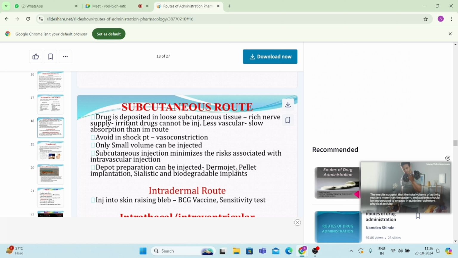So what is the advantage? The major advantage of subcutaneous is that whatever risk we have while giving through the intravenous route can be avoided in the case of the subcutaneous route. And next thing is, what you can do in the subcutaneous route is dermojet, pellet implantation, Celistic and biodegradable implants. These can be done.